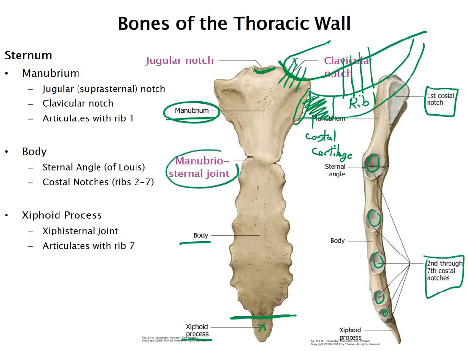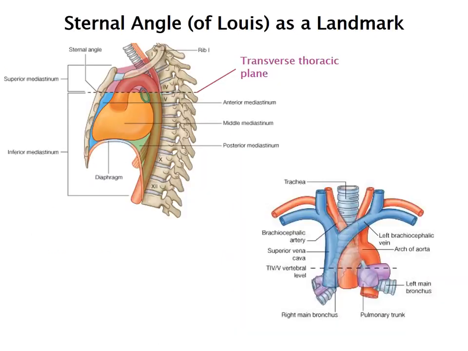At the manubriosternal joint is something that we refer to as the sternal angle. Notice the slight angle that is formed between the manubrium and the body of the sternum. This is referred to as the sternal angle of Louis. The sternal angle is a landmark for an imaginary plane called the transverse thoracic plane. This plane runs from the manubriosternal joint to the T4-T5 intervertebral disc.